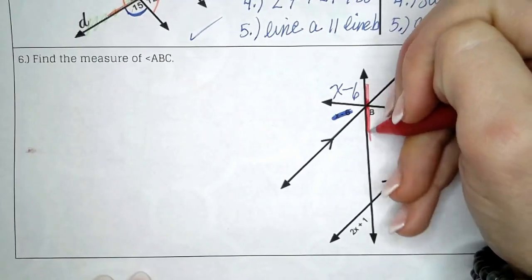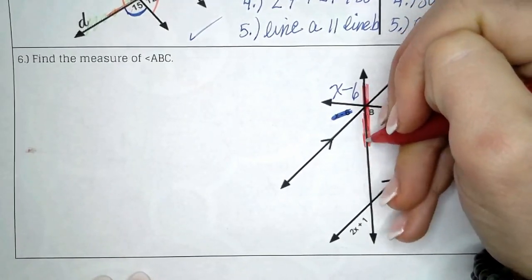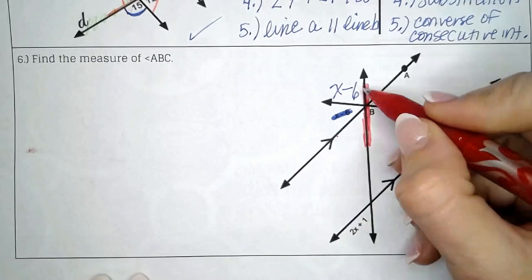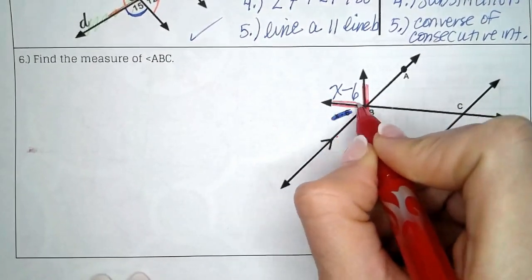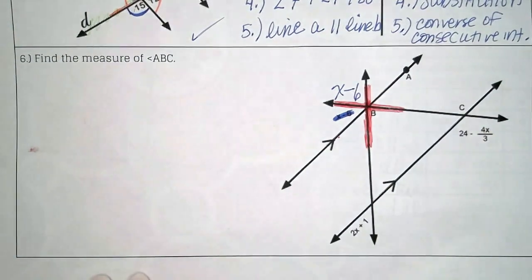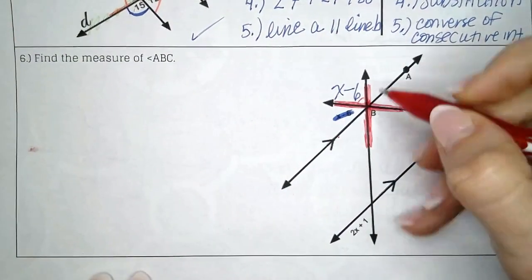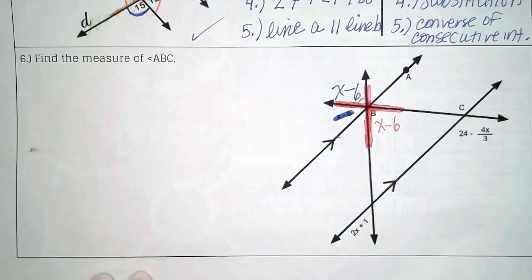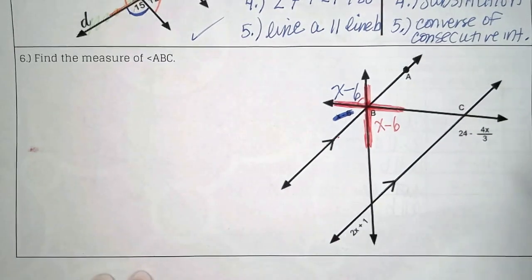If this is x minus 6 over here, then what else is x minus 6? Close off the two sides that wrap around x minus 6. Highlight them, extend them. So what else equals x minus 6? The other one, the one vertical to it. So this angle right here is also x minus 6. Okay, this is the corrected way.